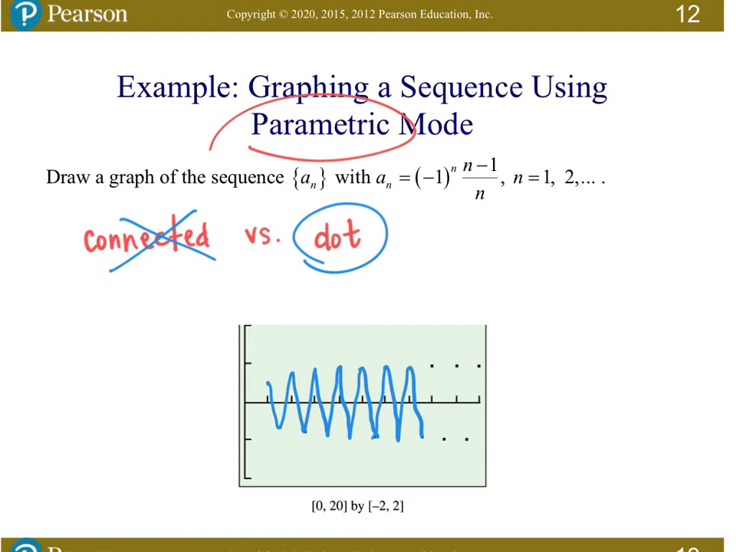Okay, but a sequence is not all the integer values. The domain is not all real numbers. The domain of sequences are the positive integers. And what's generated from that are distinct points, distinct dots. And so make sure you are in dot mode, and that what is generated then are only the dots that are associated with the positive integers.